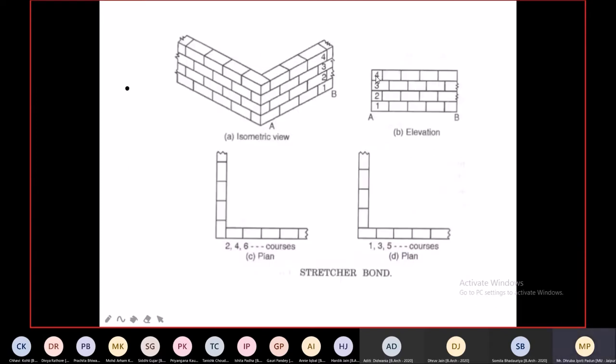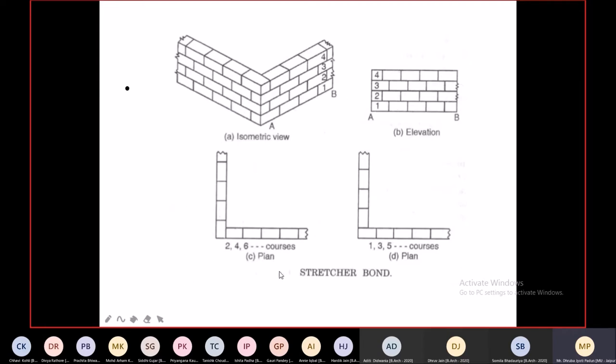So you could see this is the elevation of the stretcher bond, this is the plan of the stretcher bond, and this is the isometric view of the stretcher bond. You could see how these brick units are oriented, right? This is the stretcher portion, this is the header portion. This is the header, this is the stretcher. On both sides, from this side and from this side, we could only see the stretcher portion of the brick. So this is a stretcher bond.